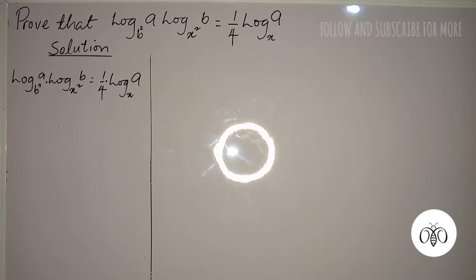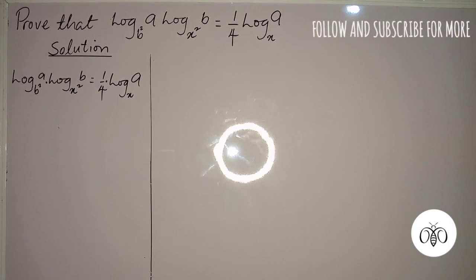Hello guys, we are to prove that the left hand side is equal to the right hand side, and we need to be very careful when dealing with stuff like this. So we need to understand the relationship between each term and each variable. So now that we have log a to base b raised to power 2 and log b to base x raised to power 2, we need to know the relationship between the two logarithms.